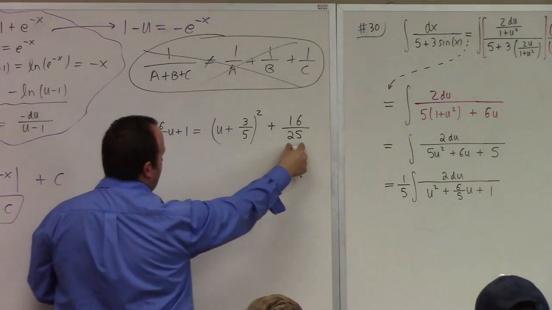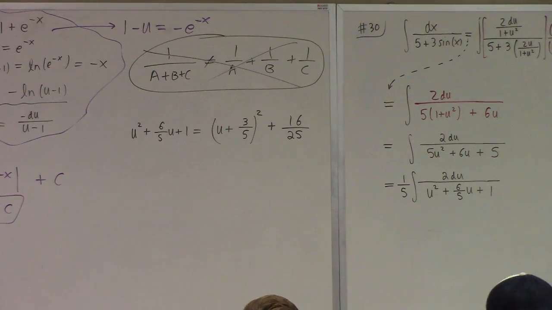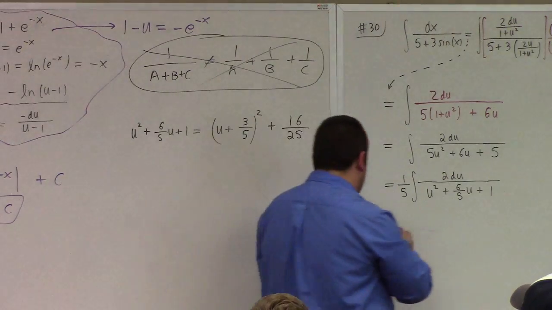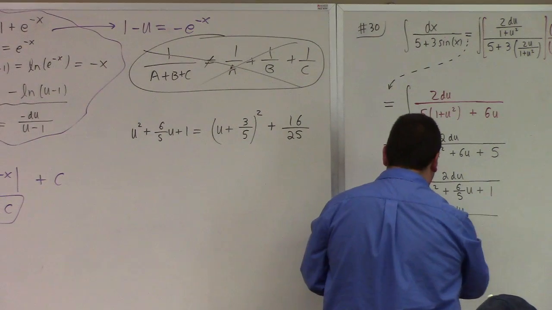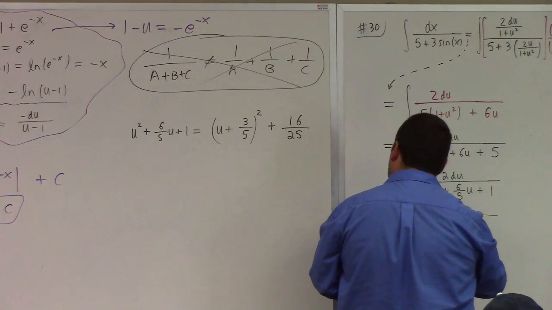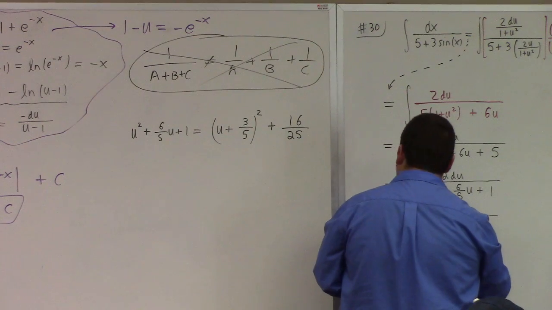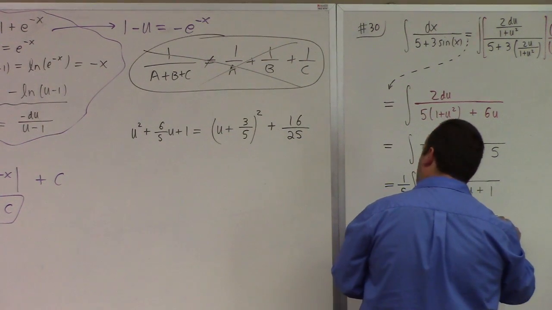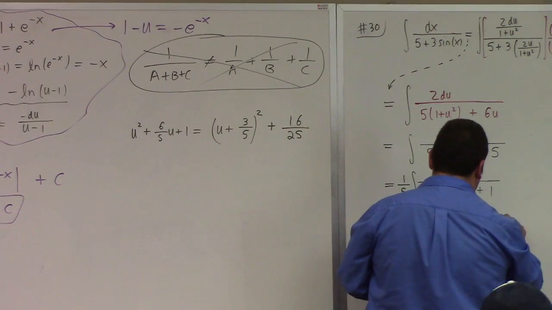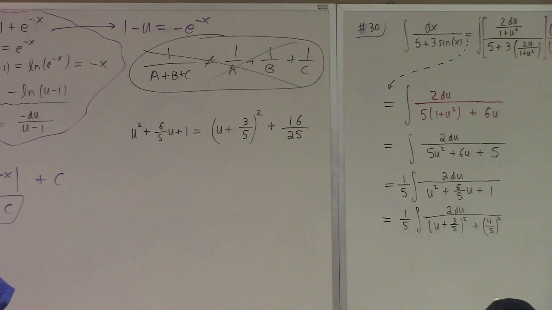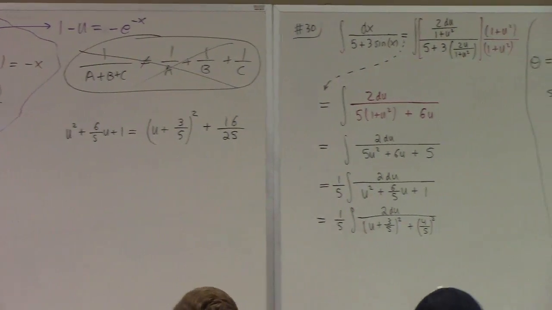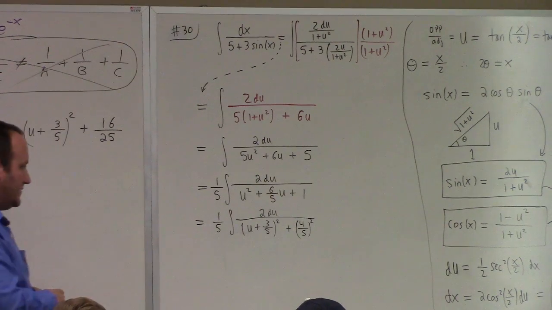So this is 1 minus 9/25 is 16/25, which is actually pretty nice because this squares. So this is really 1/5 integral of 2 du over u plus 3/5 squared plus 4 over 5 quantity squared. My faith in the book is restored. And that I can do, however you want to look at it. This is basically a tangent substitution.